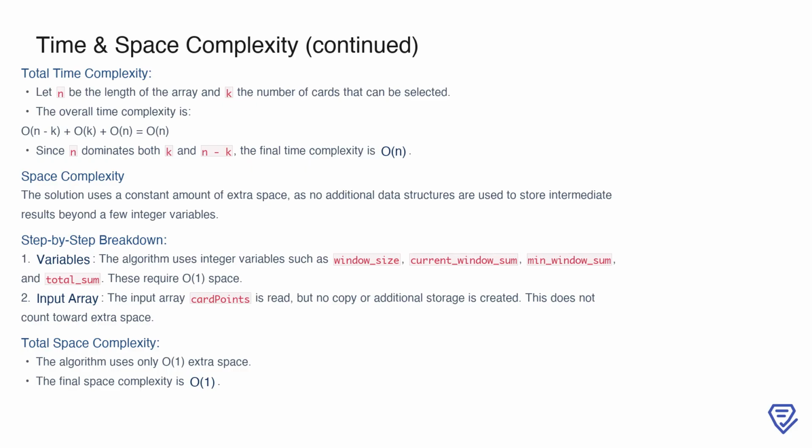Moving on to space complexity, the algorithm is incredibly space efficient. It only uses a constant amount of extra space, as no additional data structures are required. The variables such as window_size, current_window_sum, min_window_sum, and total_sum are all integers, and their space usage is O(1). The input array card points is read directly without creating any additional copies, so it does not contribute to extra space either. Hence, the total space complexity of the solution is O(1), making it optimal in terms of memory usage.